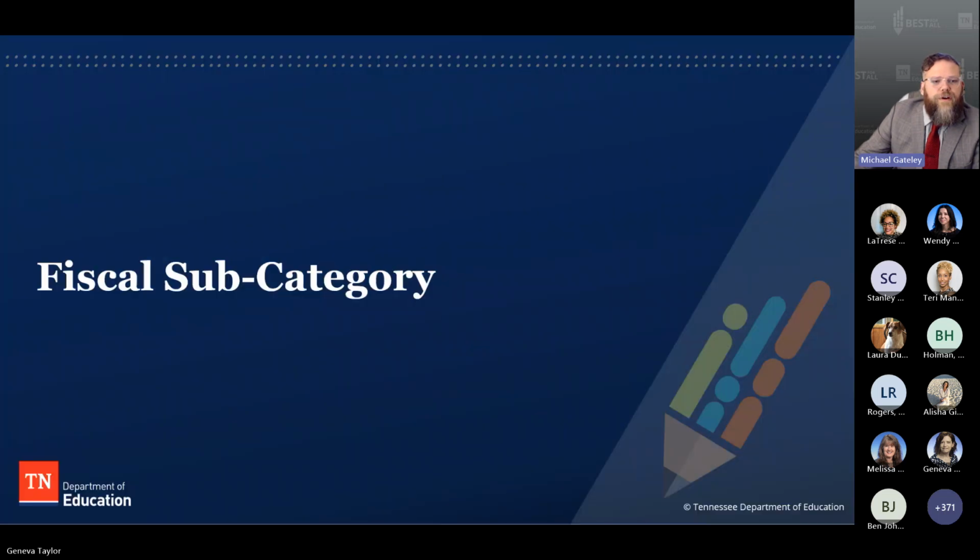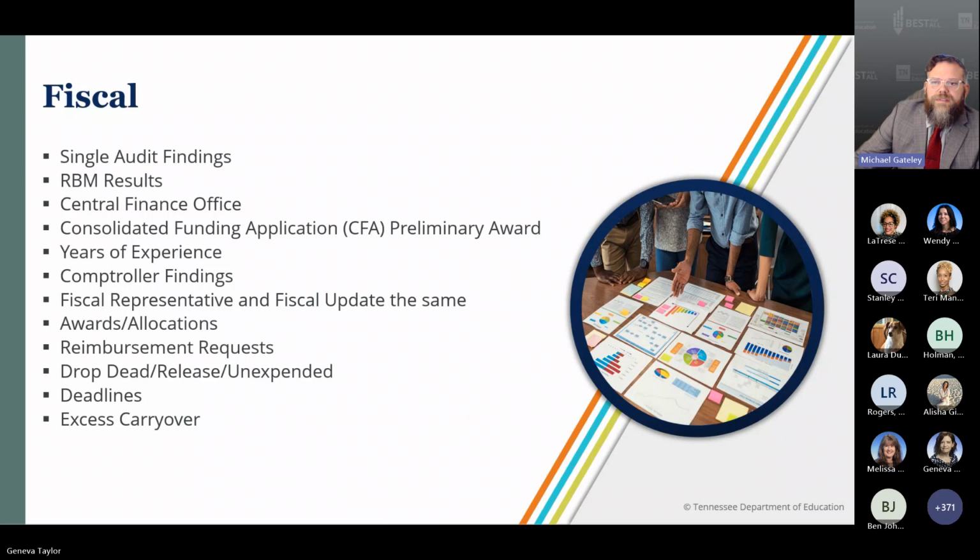All right, so we're going to move on to our fiscal subcategories. So we have several categories here. I'll give you a second to read through those, and then we'll jump right into the changes and improvements.